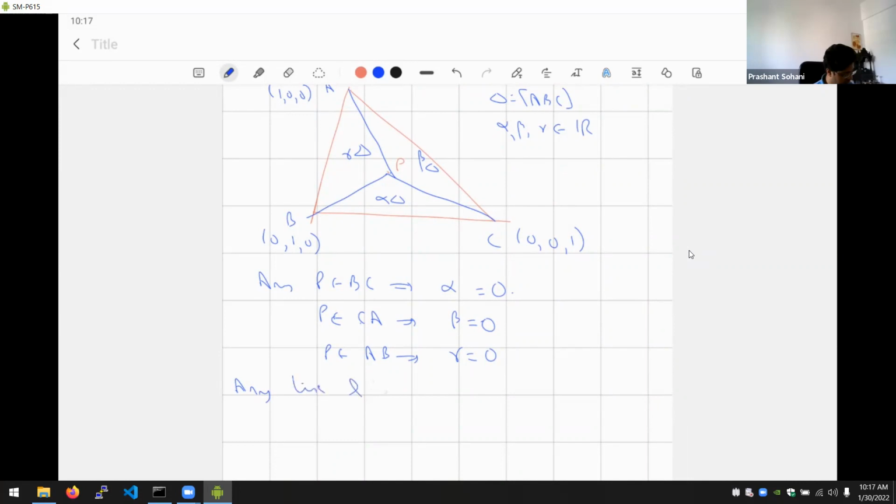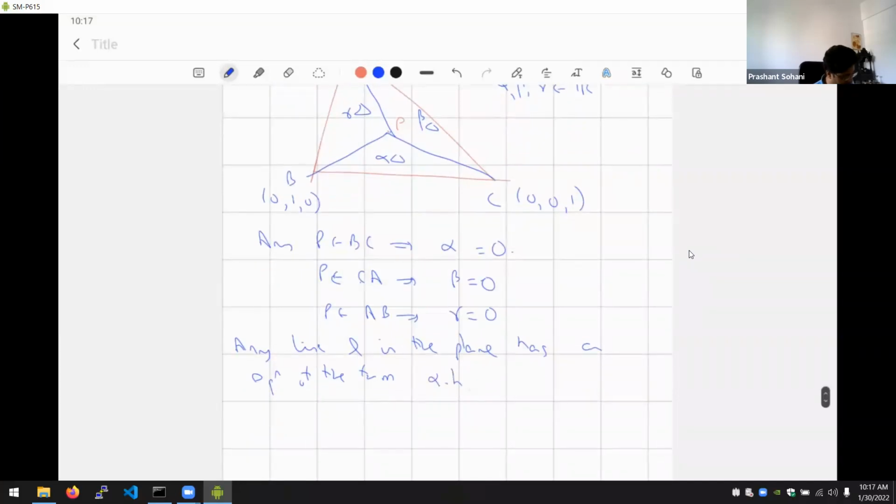So any line L in the plane has an equation of the form some alpha times h plus beta times k plus gamma times l equal to 0, for some h, k, l real numbers. For example, for the line BC, it just happens to be the case that h is equal to 1 and k and l are equal to 0. But in general, any line you can draw will have an equation of this type, and you can try to derive that also. How will that equation look?